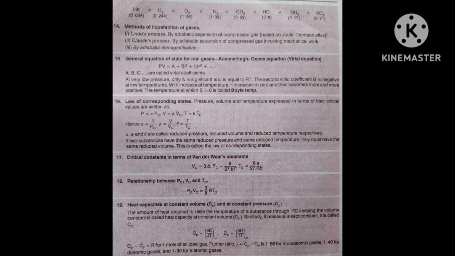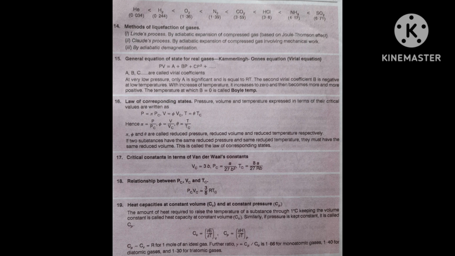If two substances have the same reduced pressure and same reduced temperature, they must have the same reduced volume. This you remember. This is called the law of corresponding states.